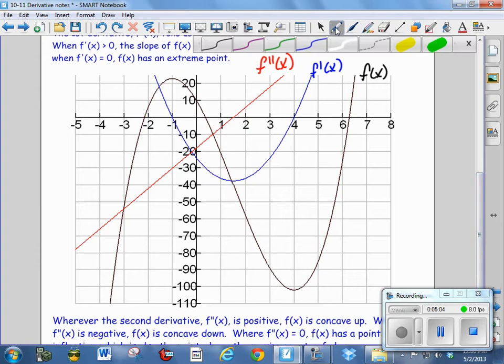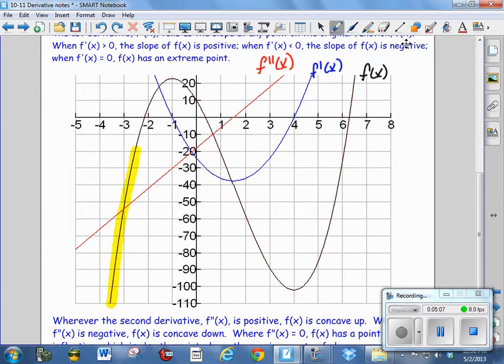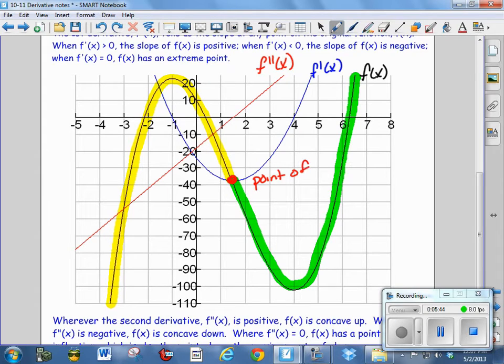So I'm going to use the highlighter here. From here to here, the graph is concave down. And then from here to here, the graph is concave up. Right at the point where the rate of change is minimum is where the slope is the steepest. Okay? So this is called a point of inflection. Point of inflection. It is the maximum rate of change of f of x.